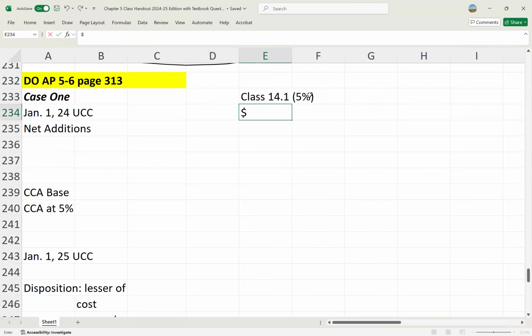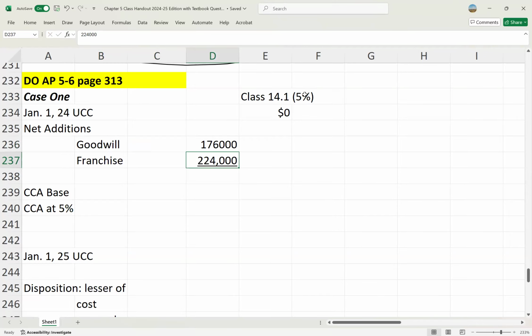The balance at the beginning is 0. We're going to add our goodwill. So the goodwill is 176. The unlimited life franchise is 224. So the net additions will basically be, I think that's 400,000, right?